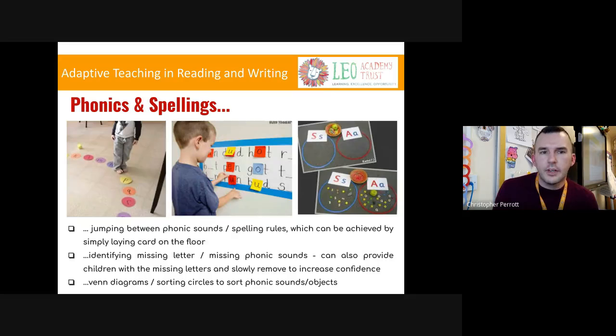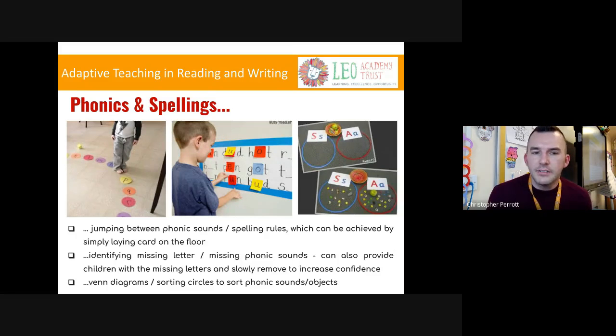The other types of phonic games you can do is getting some card, getting some large post-it notes, putting them on the floor and asking children to jump between the letters. Again, it's getting them up, it's getting them active, it's getting them part of the routine as much as possible as well. And again, you could almost get them to jump to the phonic sound. You say the word, what is the phonics sound that you can hear? What sounds can you hear? Can you jump on those cards? Can you spell it out as well? So again, it's that kinesthetic movement.